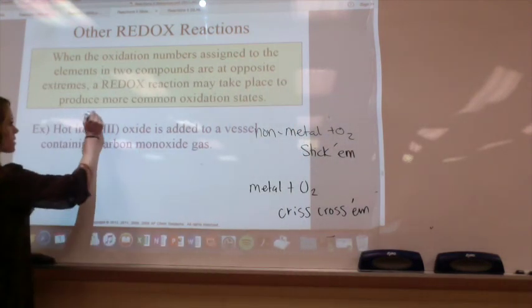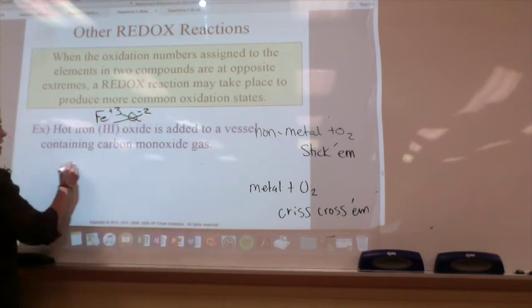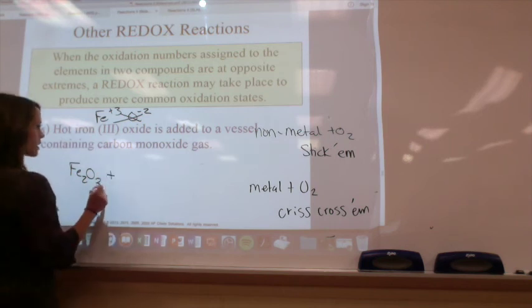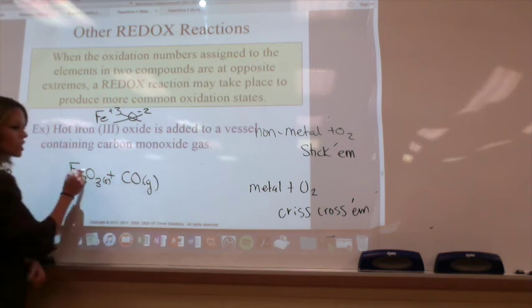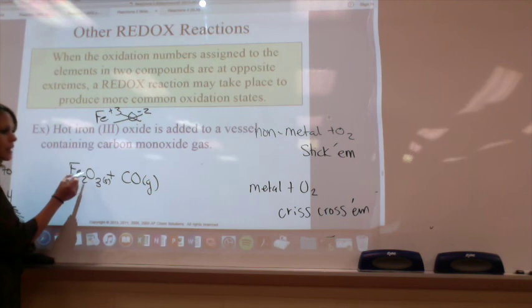So we're going to crisscross. Iron is a +3, oxygen's a -2. I crisscross, and I have Fe2O3. And then I add it to, and this was your solid, I add it to carbon monoxide gas. So let's check all the oxidation numbers on these. So write your oxidation numbers out.